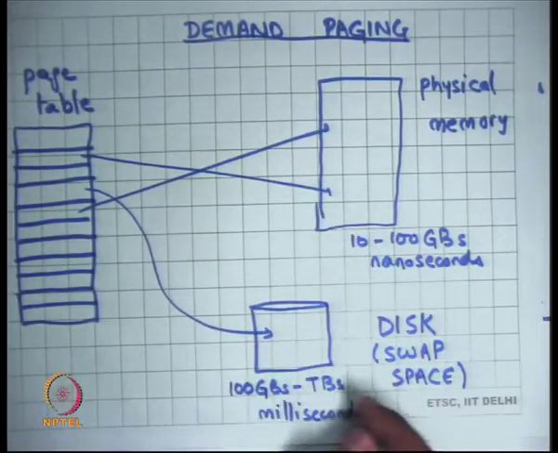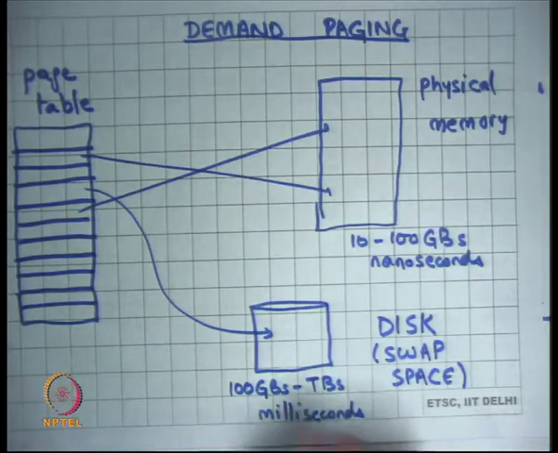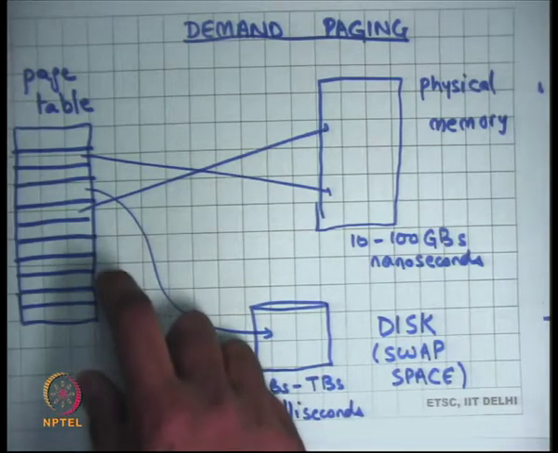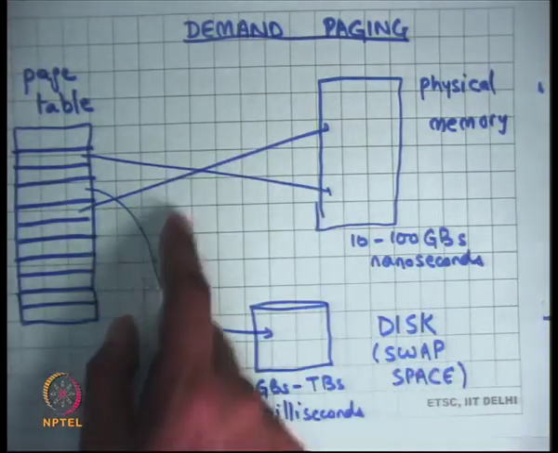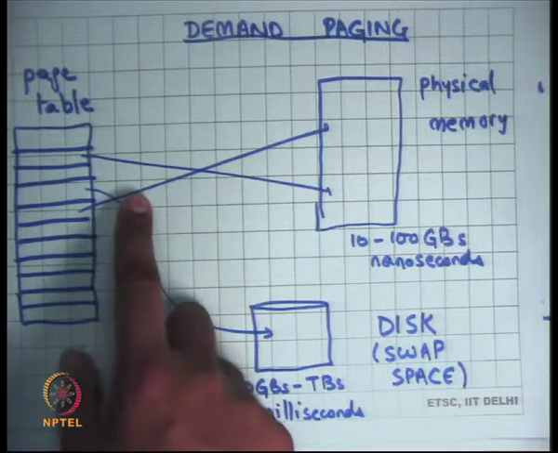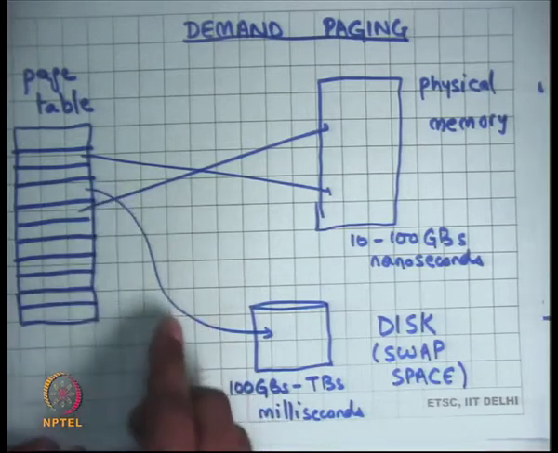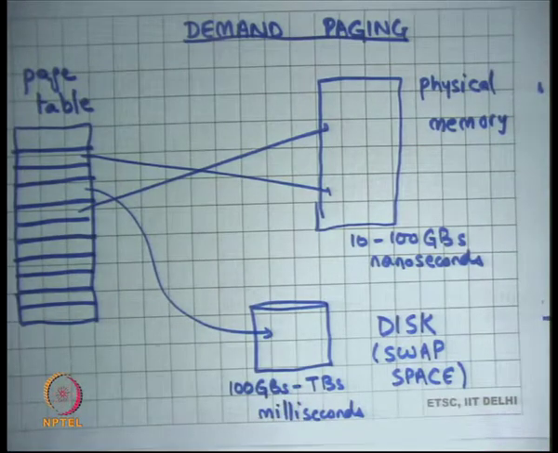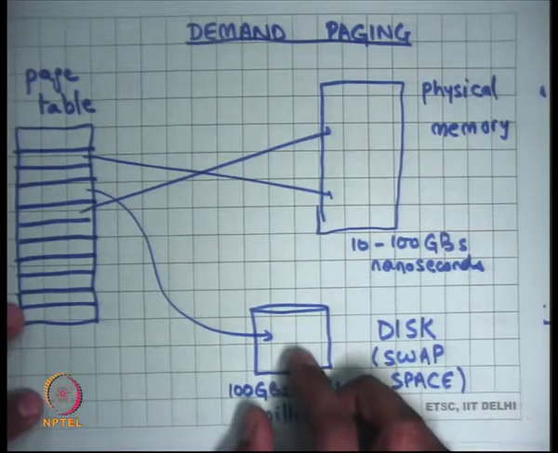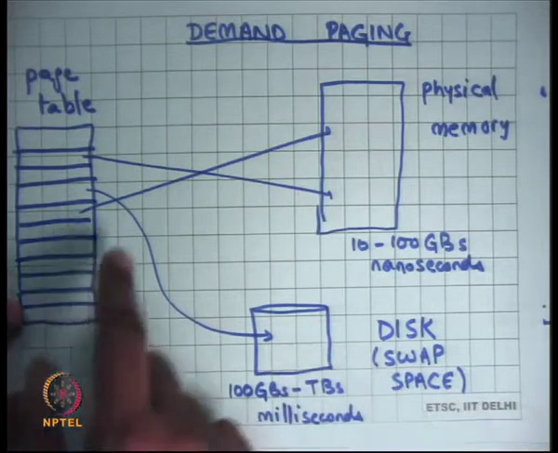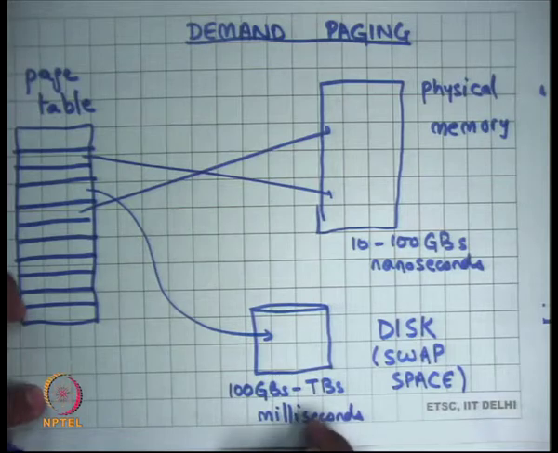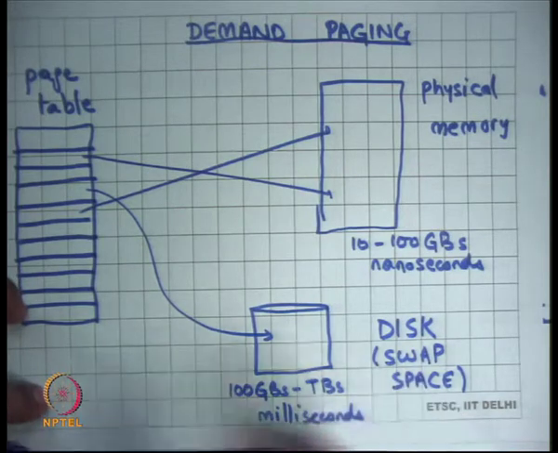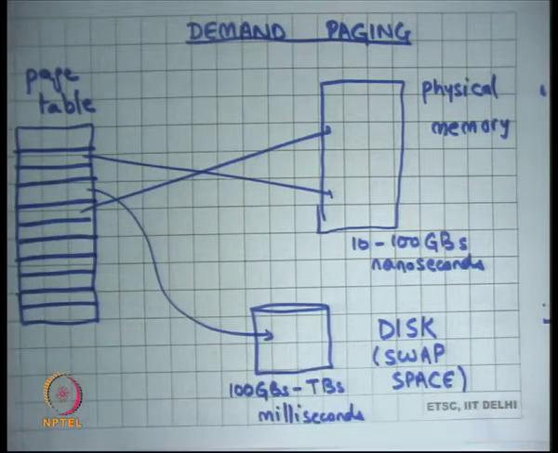Other parts of this virtual address space may be present in the disk. So if this is the page table and these slots are the pages, then some of these pages will have mappings to the physical memory, and some of them will not, and logically speaking they will have mappings to the disk. This area where you store the virtual memory pages in the disk is also called the swap space, or the swap partition, if you may have heard on different operating systems.